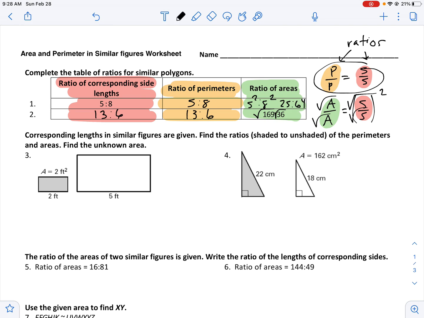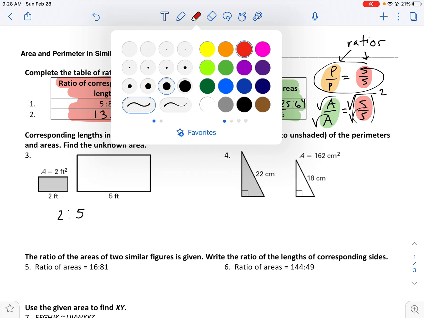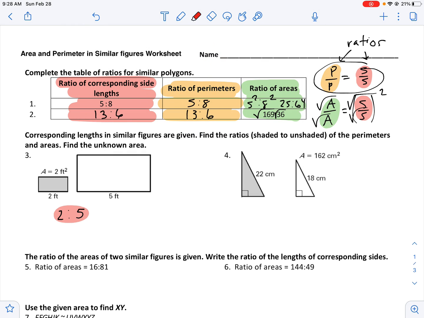Okay, so it says corresponding lengths in the similar figures are given. Find the ratio of shaded to unshaded. So the side ratio is going to be shaded, which is 2, to unshaded, which is 5. That's your side ratio. Now we know that the perimeter ratio is going to be the exact same. So here's your perimeter ratio.